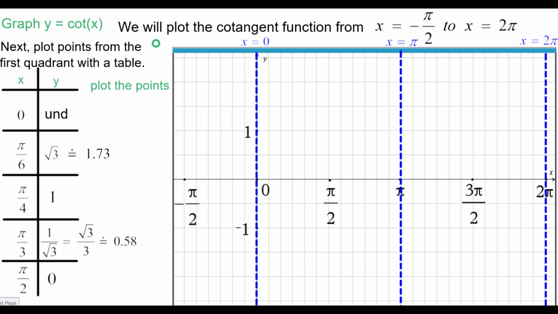We're going to go ahead and plot the points. At 0 it is undefined, so there are no points to plot. At pi/6, which is 2 pi/12, up to almost 1 3/4, 1.73. Pi/4, 3 pi/12, up to 1 exactly. Pi/3, about 0.6. And at pi/2, exactly 0.